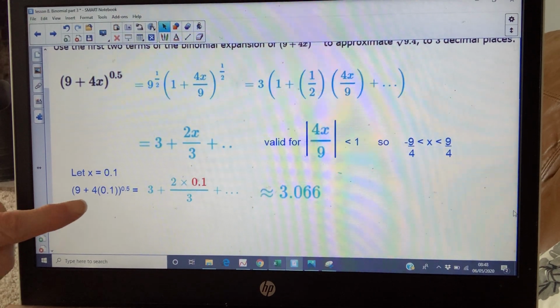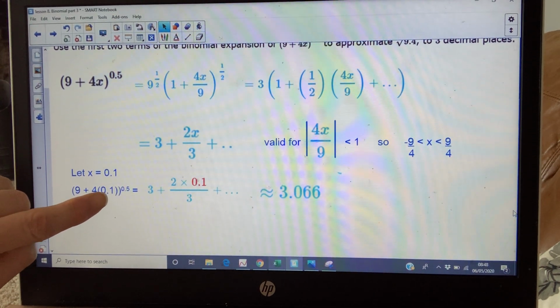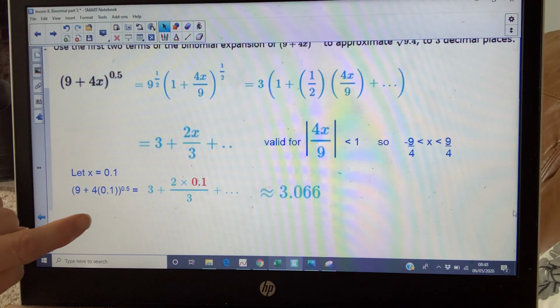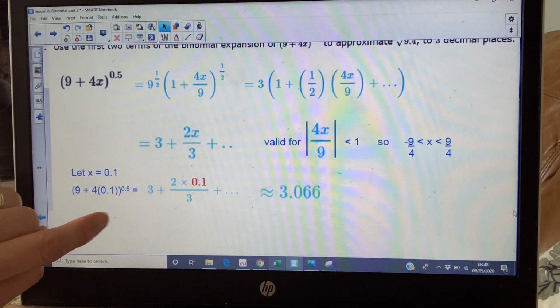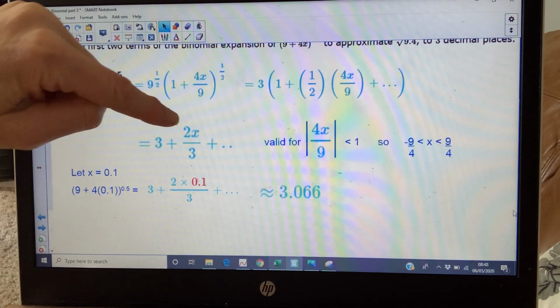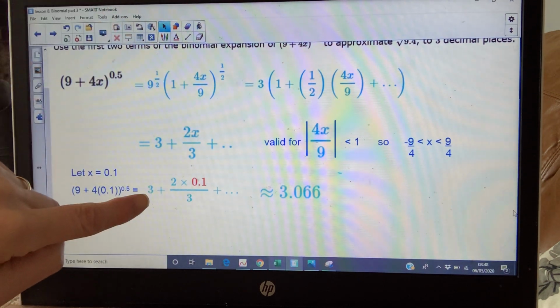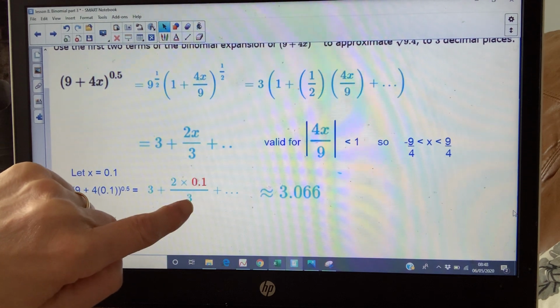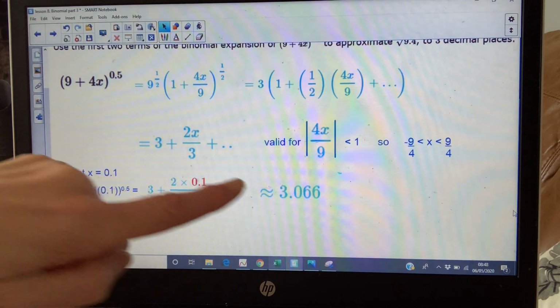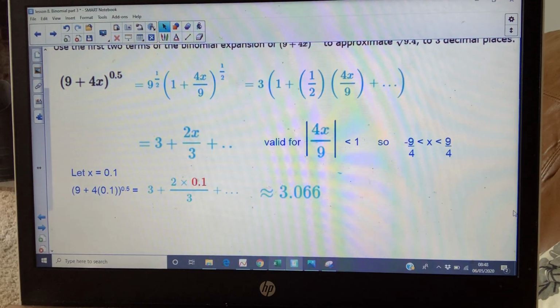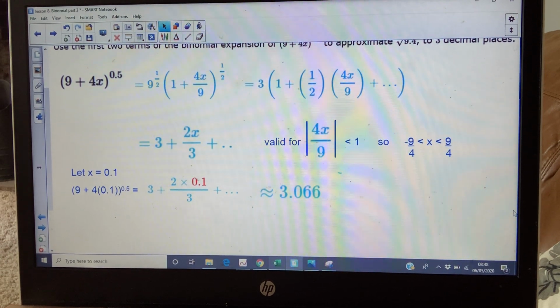So what you've done is if you replace x with 0.1 here, you will get 9.4, and then you simply replace this x with 0.1. So you get 3 plus 2 times 0.1 all over 3, which is approximately, to 3 decimal places, 3.066. So that's what we would consider a straightforward one.